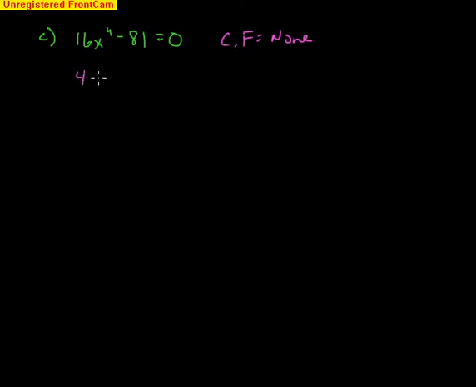Difference of perfect squares. 16 is 4 squared. X to the fourth is x squared squared. And there's your, what is being squared? 4x squared. 81 is 9 squared. So in two parentheses, 1 plus and 1 minus, 4x squared minus 9, and 4x squared plus 9. Now, this is factored. You can set it equal to 0.